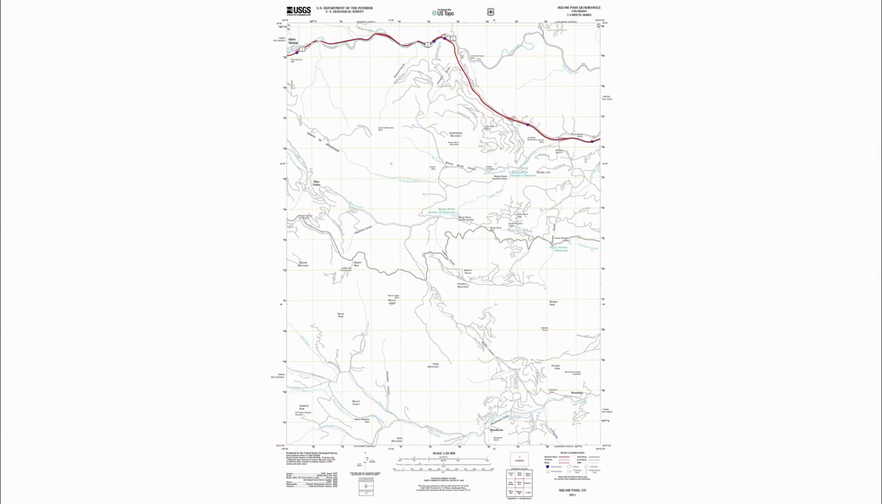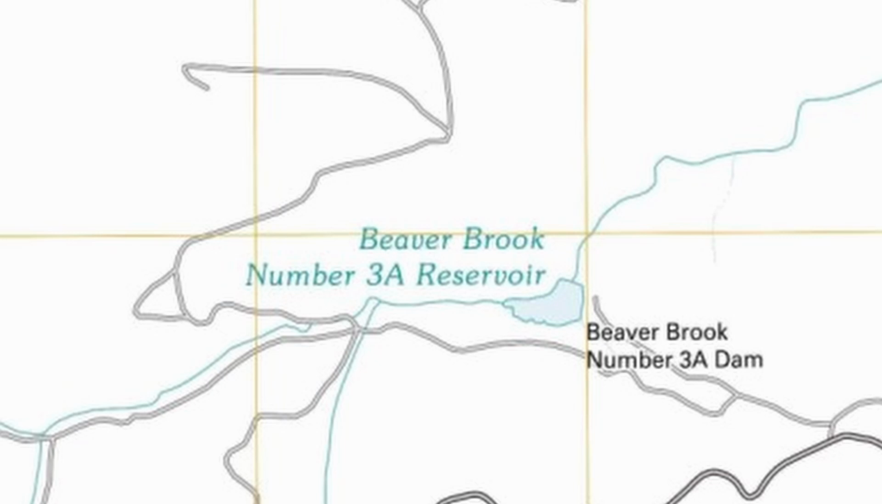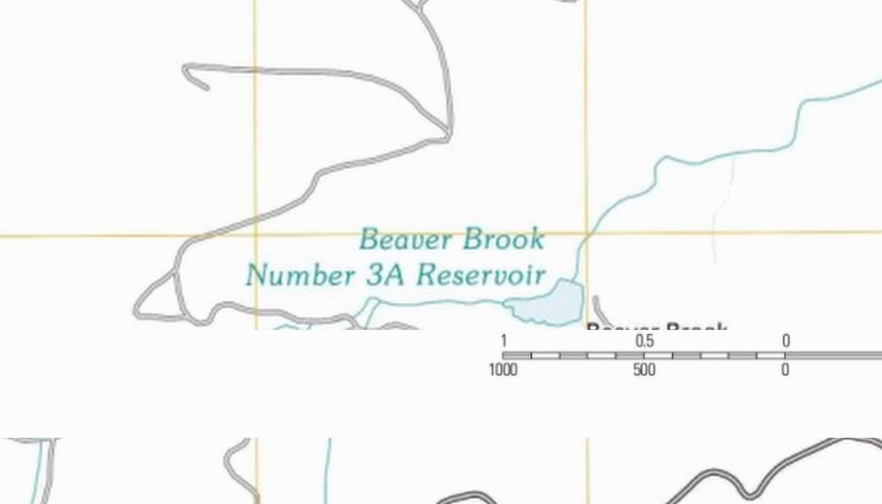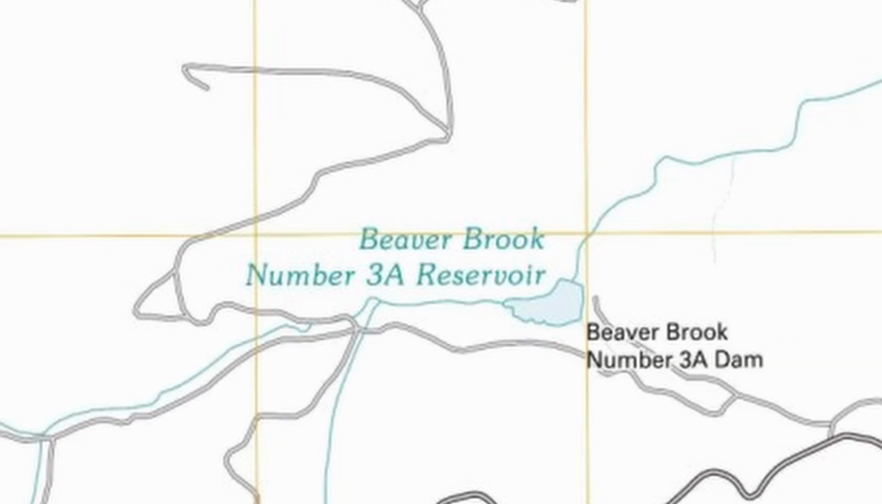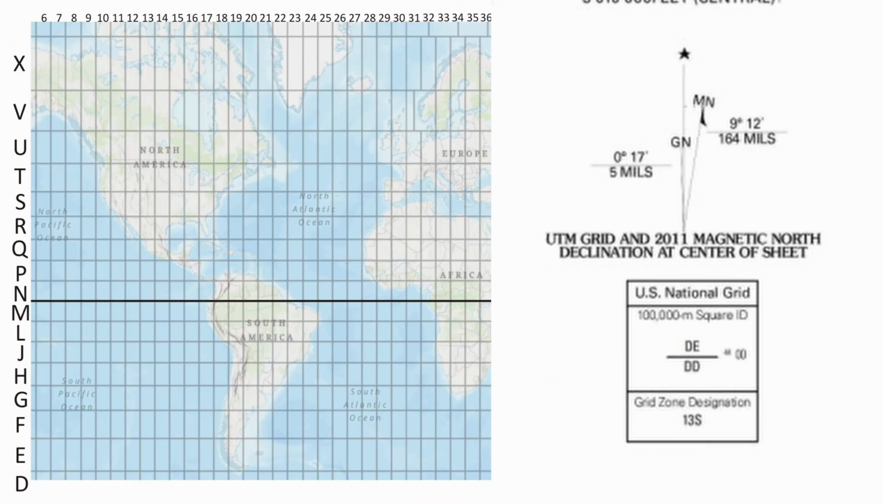Let's do a couple of real examples. So here we have a map of the Squaw Pass area in Colorado, which is in the USA, and I want to give the UTM of Beaverbrook Reservoir number 3A. Now, we can use the map scale to see that it's over 200 meters long, so we only need to give a very general location for it and somebody will be able to find it. And in the index, it shows that this map is in zone 13S. The S is just the letter which that row has been assigned.